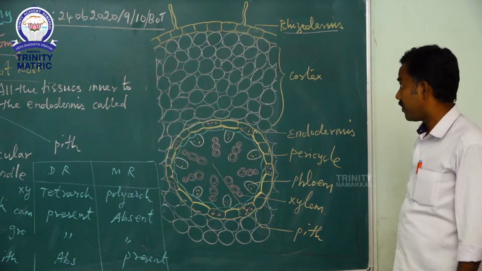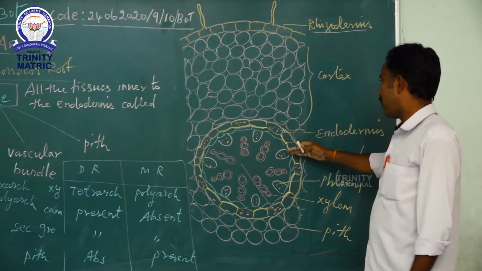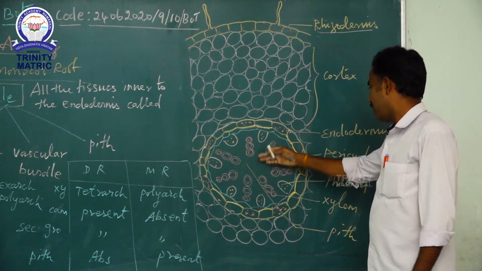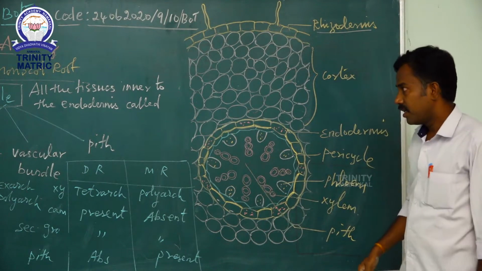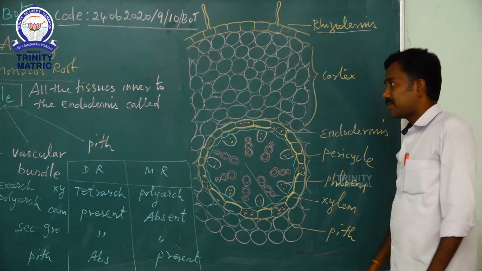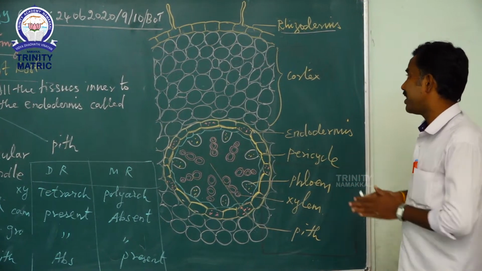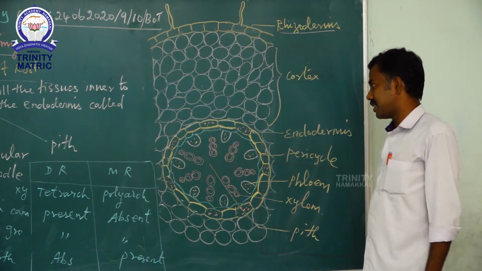The cortex is made up of parenchyma cells. Then below it are the endodermis, then the vascular bundle, then the pith. The first layer is rhizodermis, the second is cortex. The cortex is made up of one kind of cell, that is, it has a homogeneous nature.